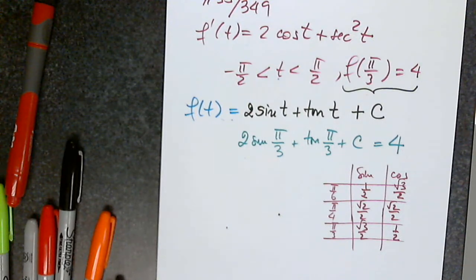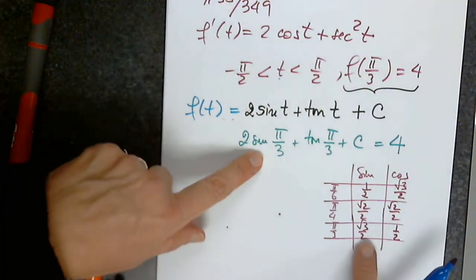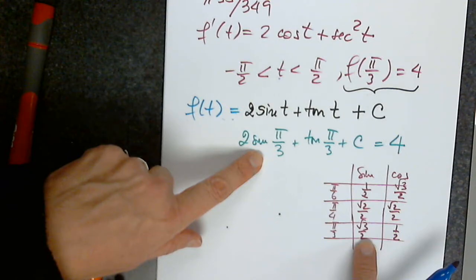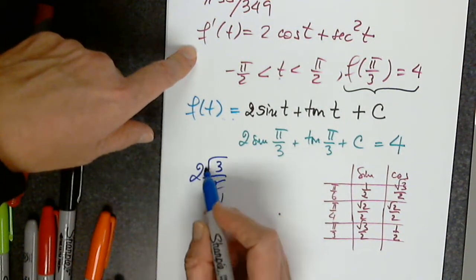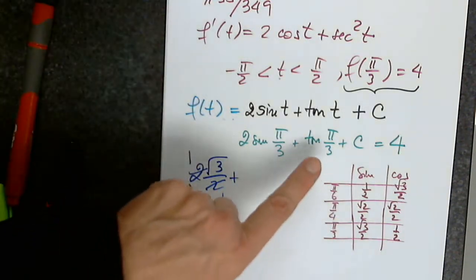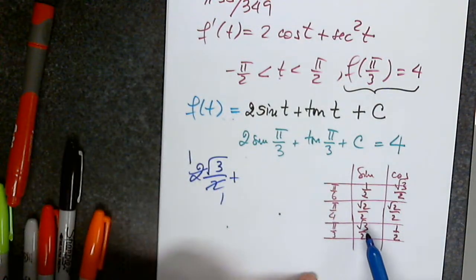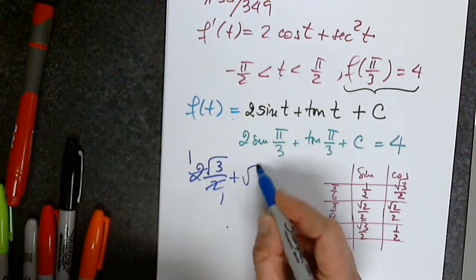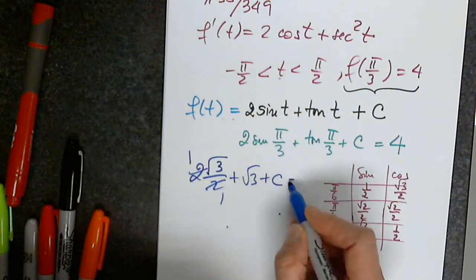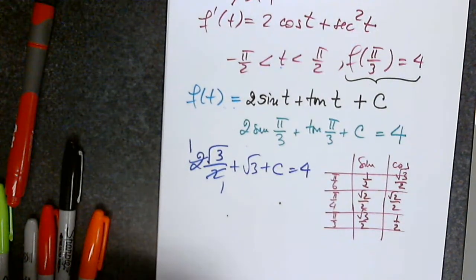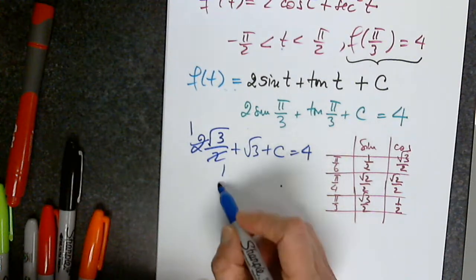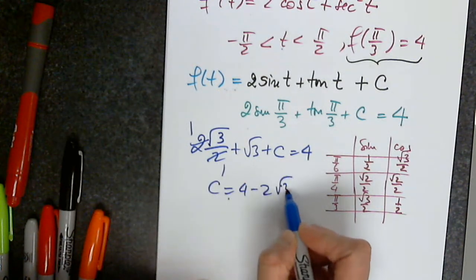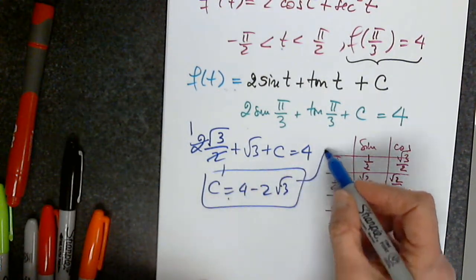There is no need. Because sine pi over 3 is this. So you have 2 multiplied by the square root of 3 over 2, and you will simplify the 2, plus tangent pi over 3 will be sine over cosine. And when you divide these two, you get the square root of 3, plus a constant c equals 4. So you have the square root of 3 plus the square root of 3, which is 2 the square root of 3. So you get 4 minus 2 the square root of 3, which is the constant.